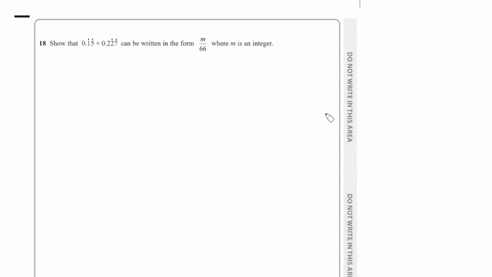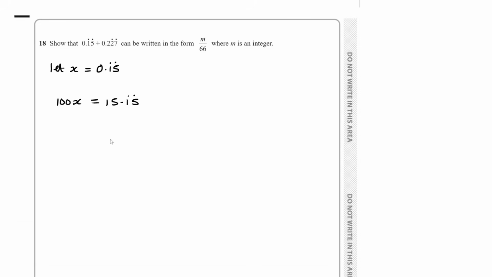Question 18. Show that 0.15 recurring plus 0.227 recurring can be written in the form m over 60, where m is an integer. So this is basically converting recurring decimals into fractions, but we've got 2 of them, and then we're going to add them at the end. So let's just go through the normal process for one of them. For x equal 0.15 recurring. Now I want to get another version of that exact same recurring decimal, so that would be multiplying by 100, wouldn't it? Because I need it to be in the same order. So that'd be 15 and then 0.15 recurring.